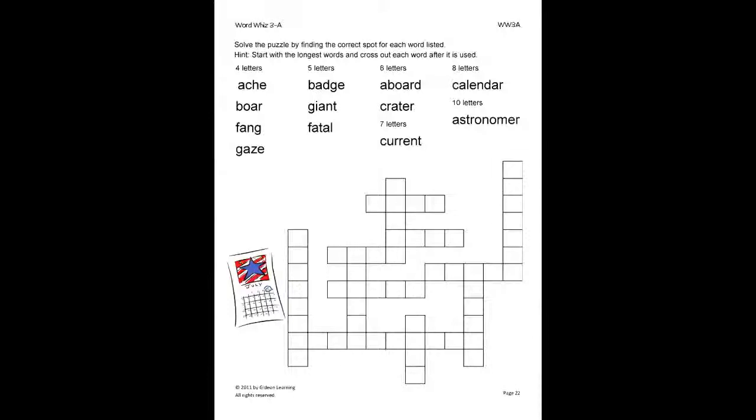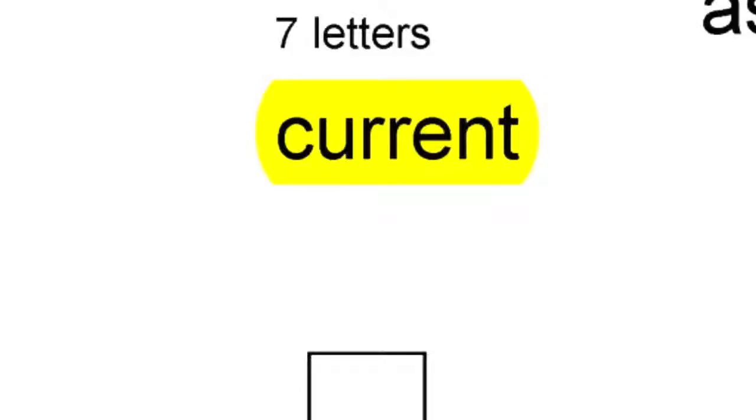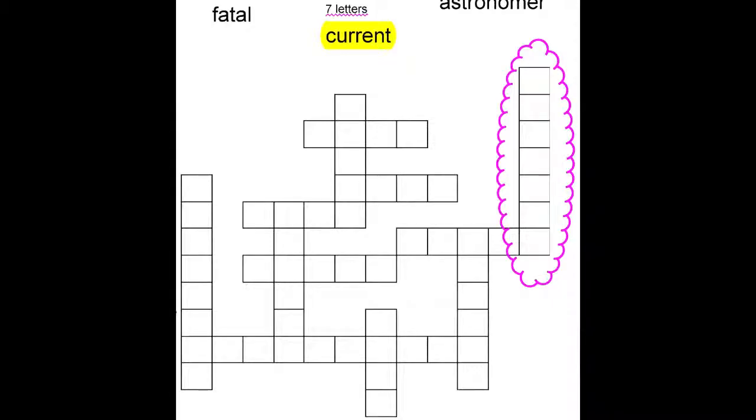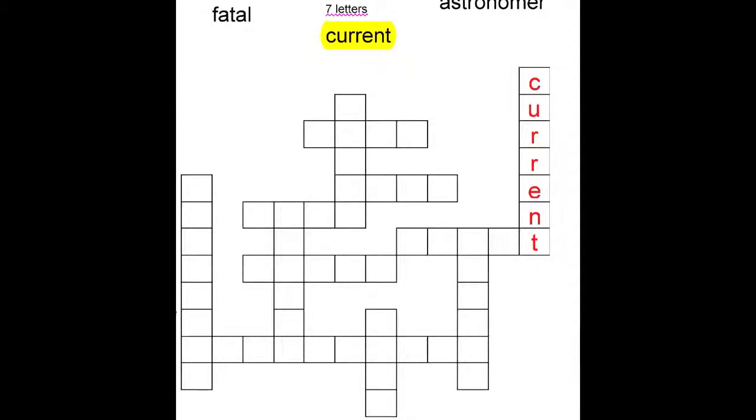On this activity, the student will solve the puzzle by finding the correct spot for each word listed. It is best to start with the longest words and cross out each word as it is used. Let's do the word current. We see that this is the only word that has 7 letters. So we will find which spot in the puzzle has 7 spaces and then neatly write current in the spaces provided.